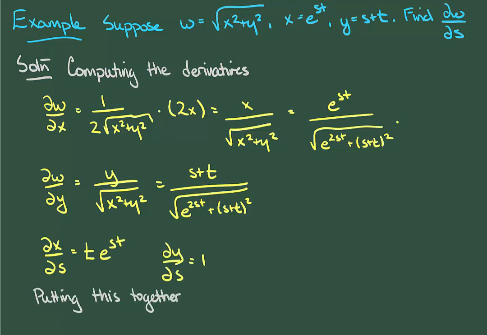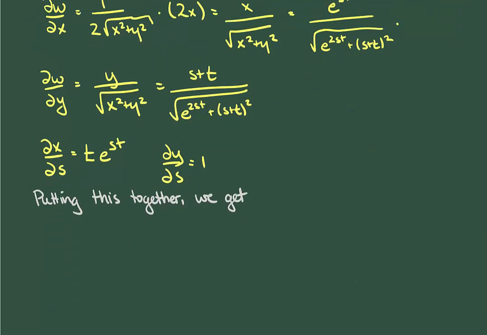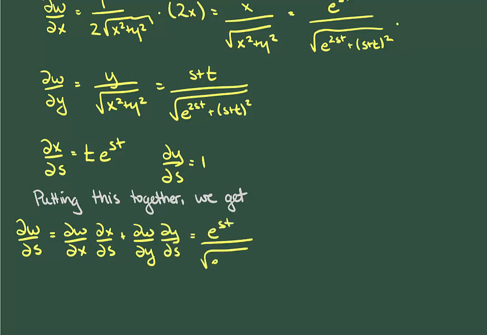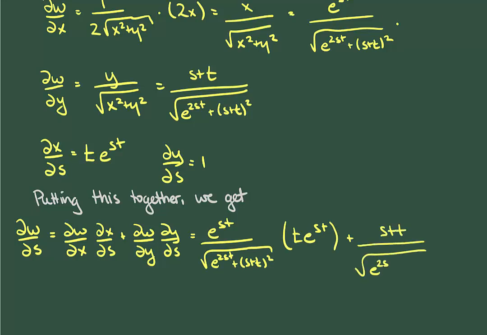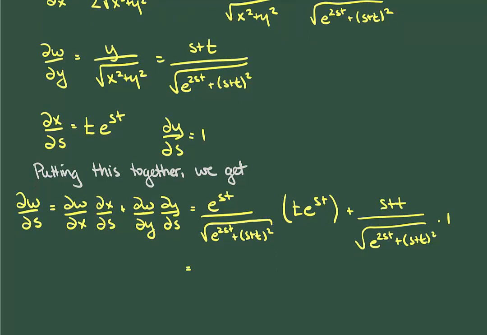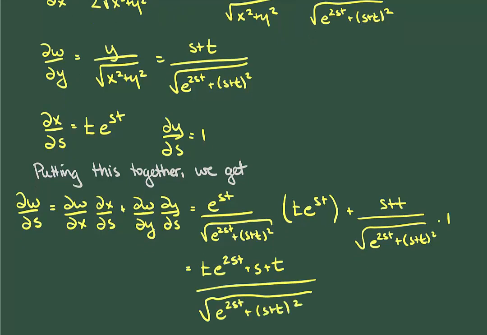Using our formula, we multiply and add these together to get the following. With a bit of simplification, these can be combined so that our answer is this, which is exactly what we found before. So by using the dependency tree, we can break these complicated derivative computations into smaller pieces.